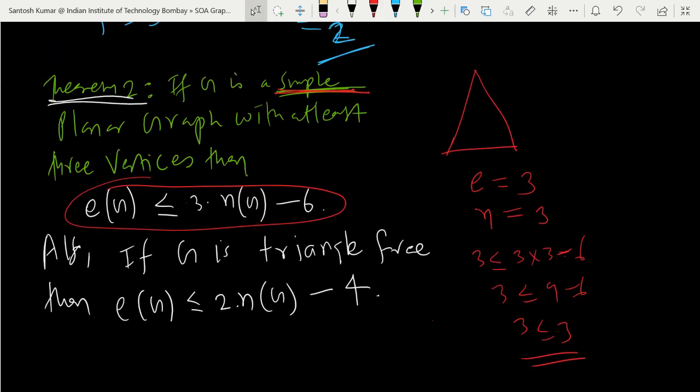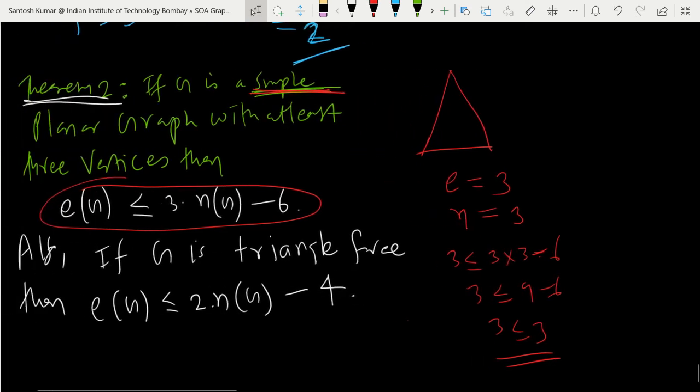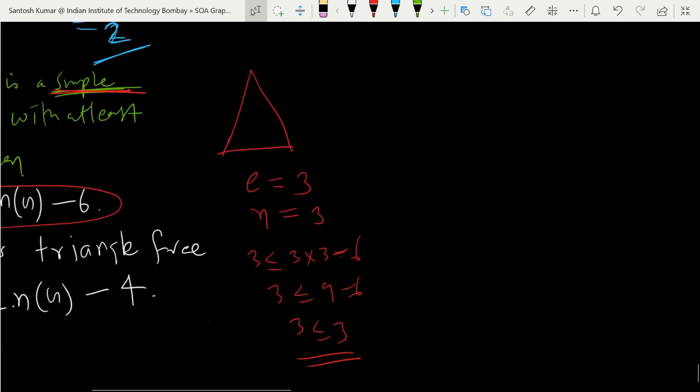And if some graph is triangle free, what is the meaning of triangle free? What is the meaning of a triangle free graph? P3 is an example, K3 is not.